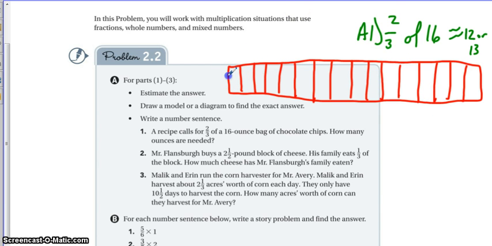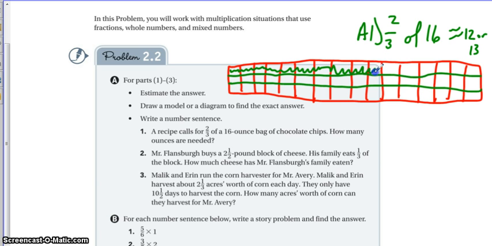And now I'm going to go the other way and show 2/3. This would be 1/3 of all of my 16, and this would be all of my 16. Okay, so now I'm going to count up how many thirds I have. 1, 2, 3, 4, 5, 6, 7, 8, 9, 10, 11, 12, 13, 14, 15, 16, 17, 18, 19, 20, 21, 22, 23, 24, 25, 26, 27, 28, 29, 30, 31, and 32. So I have 32 thirds, and now I need to simplify this.